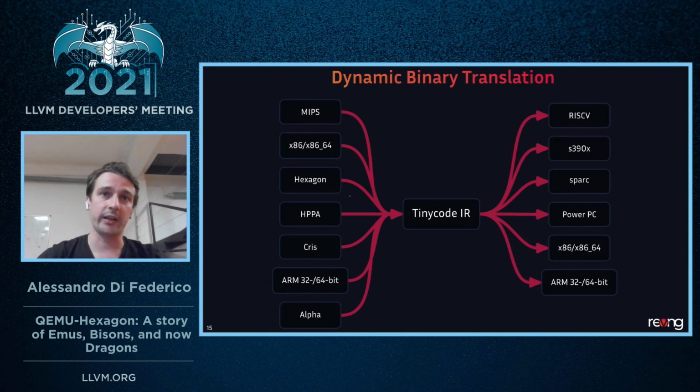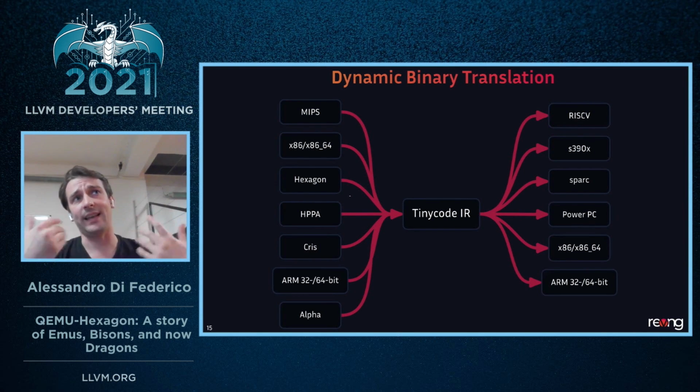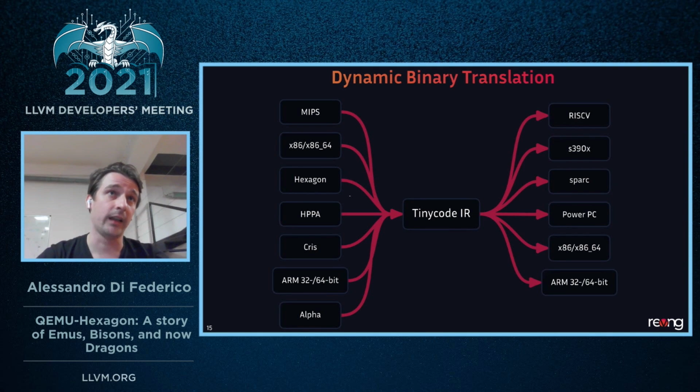It features an IR, whose instructions are called tiny code instructions. But unlike typical compilers, its front ends do not handle high-level languages, but basically assembly for a specific architecture that you want to support. And basically, QEMU takes the raw code, translates it into its own IR, and then you have a regular backend that produces code for the host architecture you want to run your emulator on.